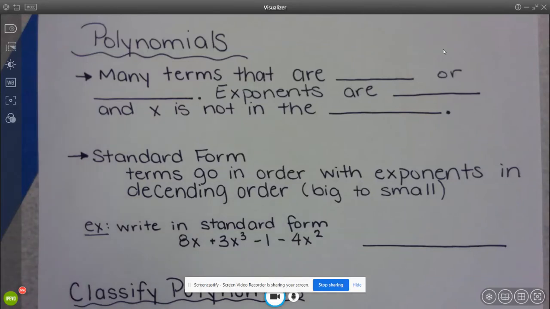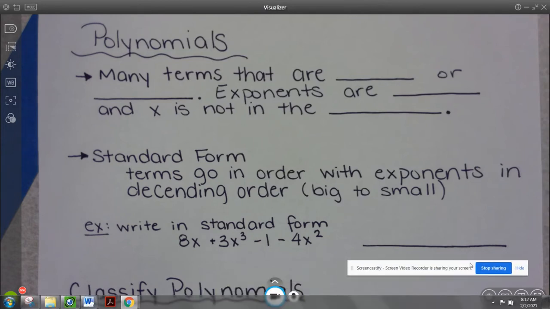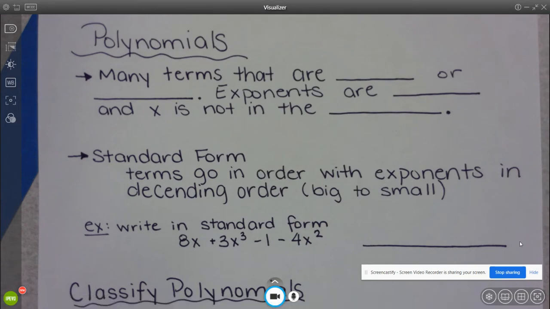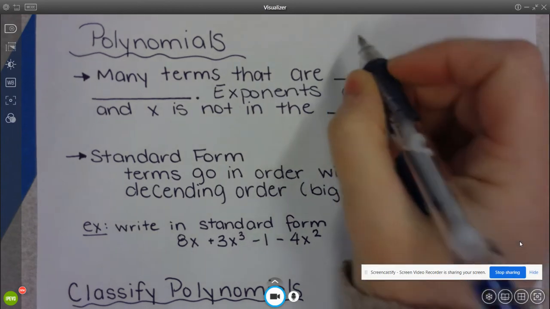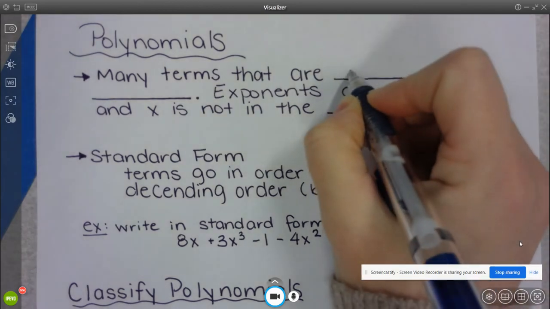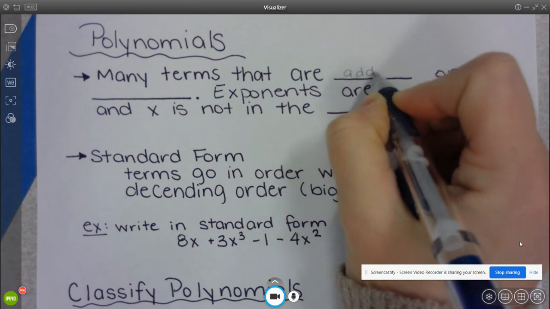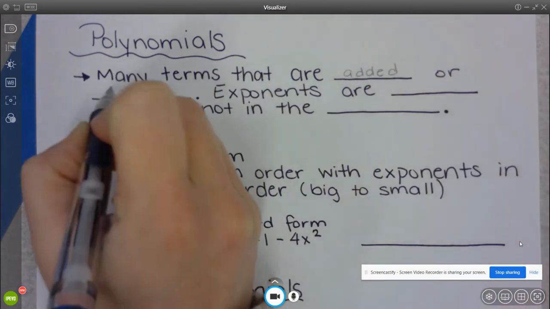All right, so we're going to start our polynomials unit. Today is just going to be a review. Let's scoot this out of the way. So polynomials, if we're defining them, there are many terms that are either added or subtracted.